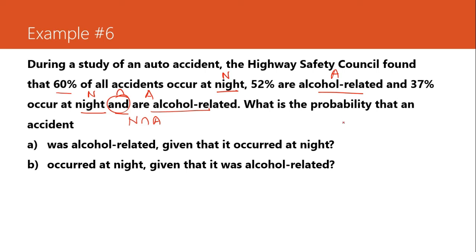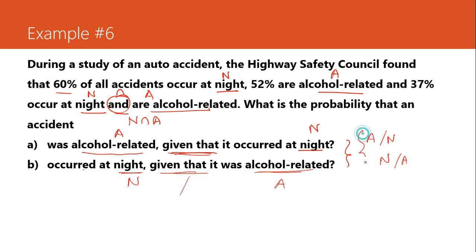Alright. Okay, now we need to calculate the probability of these two things. Very simple. Hopefully now you can understand it by yourself. We have to calculate the probability that the accident was alcohol related, wherever alcohol related is written, call it A, given that it occurred at night. So how it is written? A by N. And the second is occurred at night given that it was alcohol related. So this is N by A. Right?